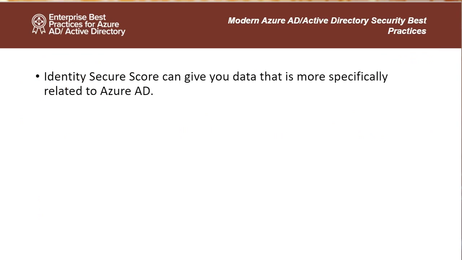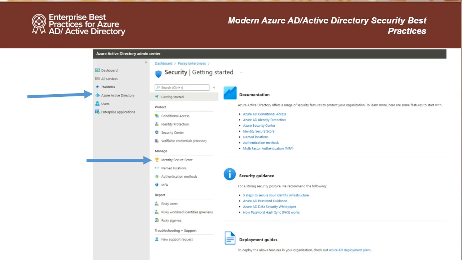Now, in addition to Secure Score, there's something called Identity Score. And Identity Score is tied more specifically to Azure AD. The reason why Identity Score is so important is because a lot of people have suggested, and this isn't something that I made up, other people deserve credit for this, that identity is the new perimeter. Now, what does that mean?